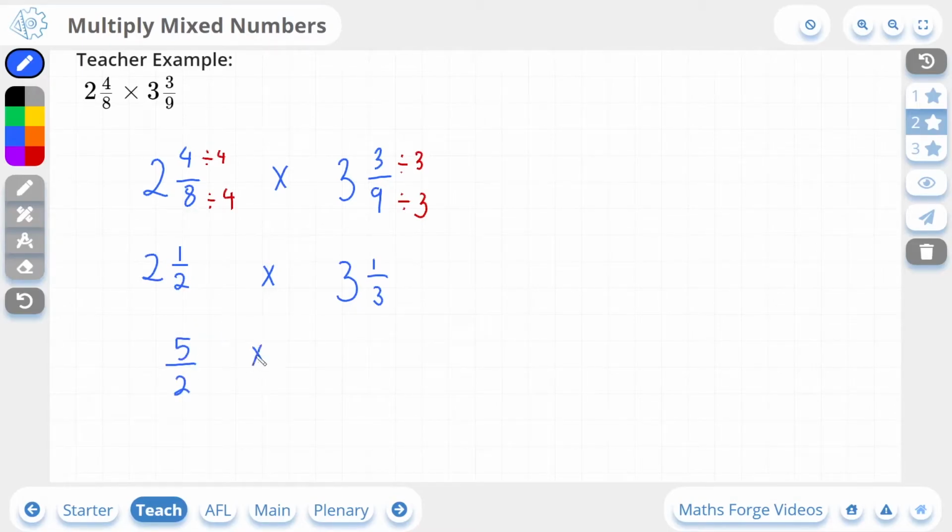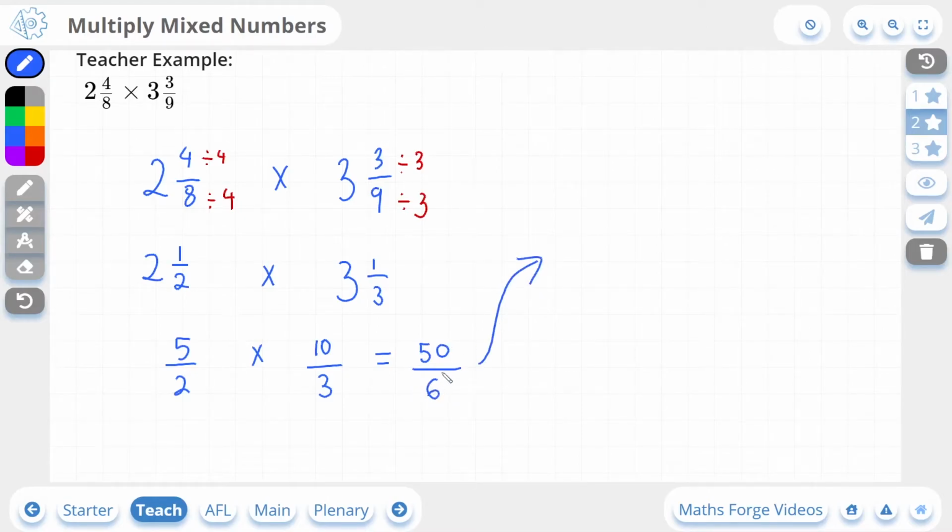And we're going to do the same for the right-hand fraction. 3 multiplied by 3, which is 9, and we're going to add this to the 1, which makes it 10, over the original denominator, which is 3. And now we can go ahead and multiply this out. 5 multiplied by 10 is 50 for the numerator, and 2 multiplied by 3 is 6 for the denominator. Now this answer is not in its simplest form, so let's go ahead and simplify it.